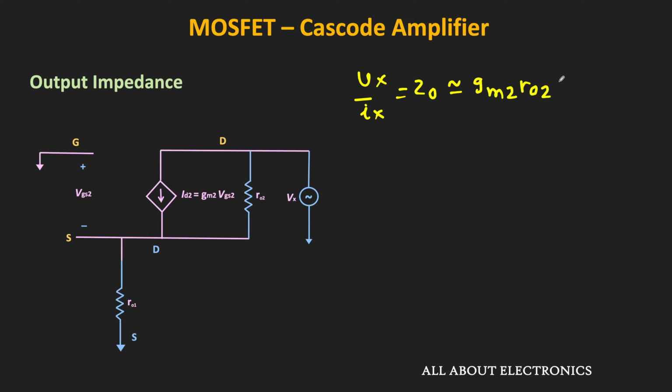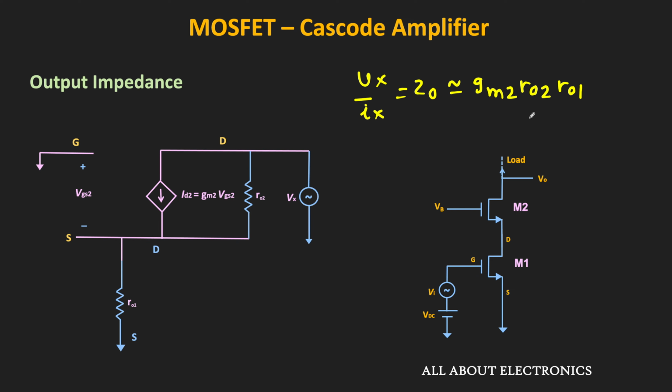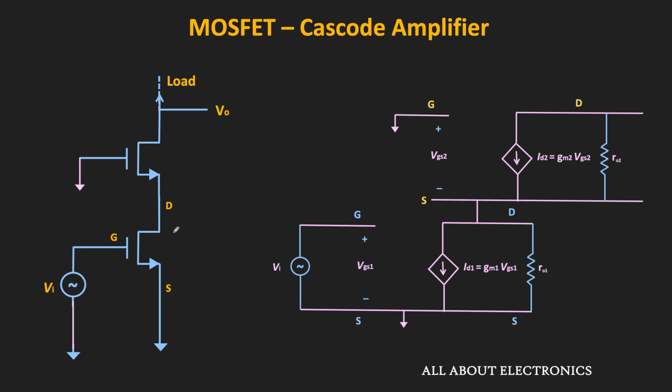times R02 times R01. And if you observe over here, then this Gm2 times R02 is the intrinsic gain of this second MOSFET. So we can say that this common gate stage amplifies the output resistance of this amplifying stage by its own intrinsic gain, and therefore the output impedance which is seen from this side is approximately equal to Gm2 times R02 times R01. So in this way we found the output impedance of this cascode stage.